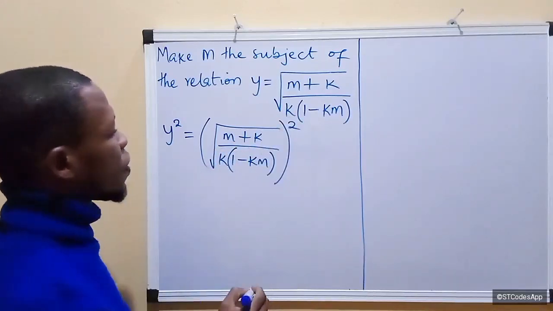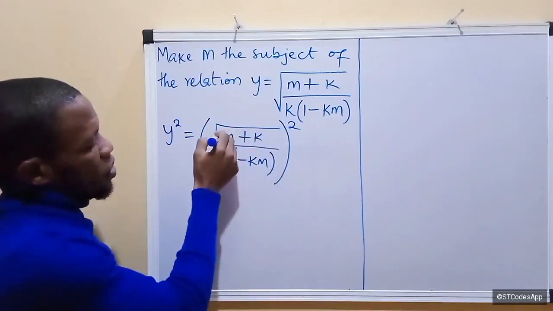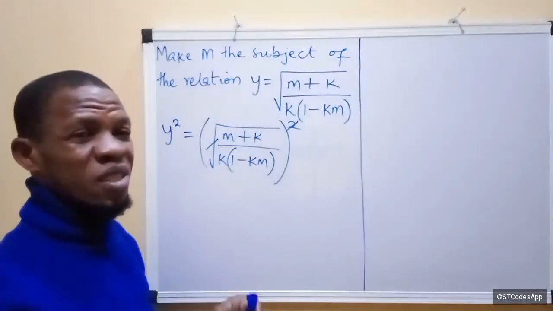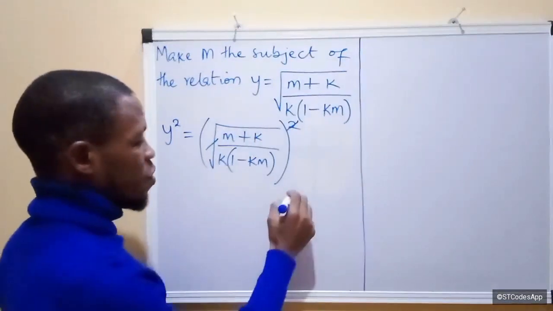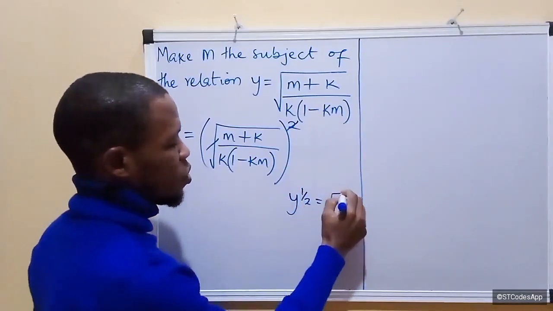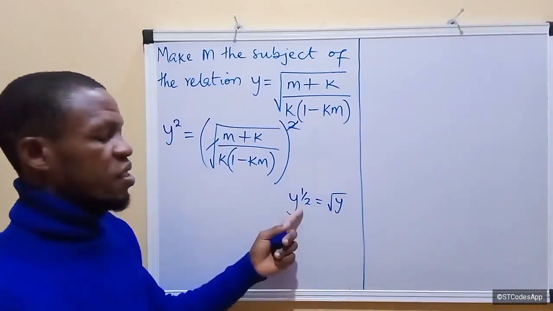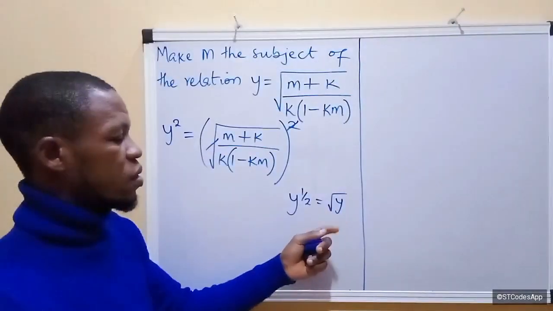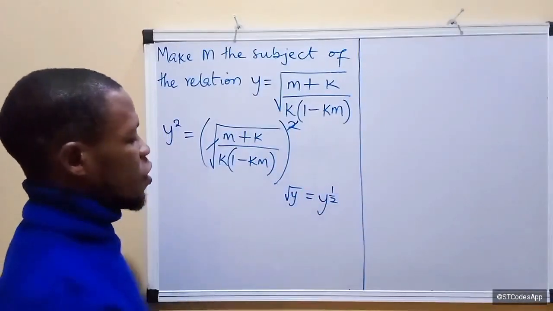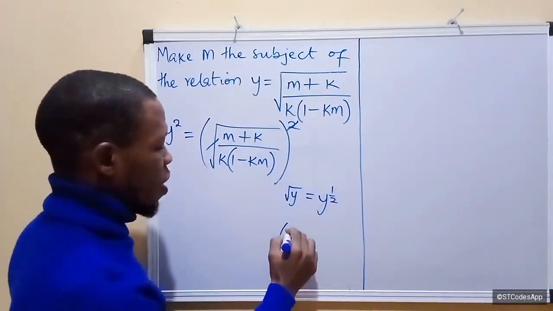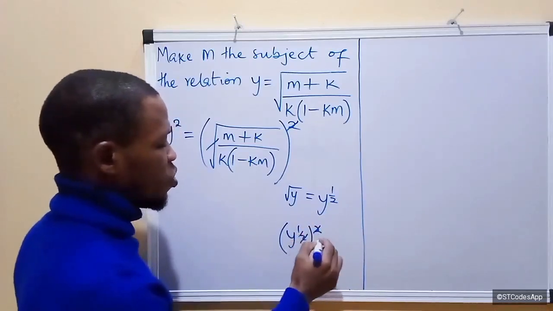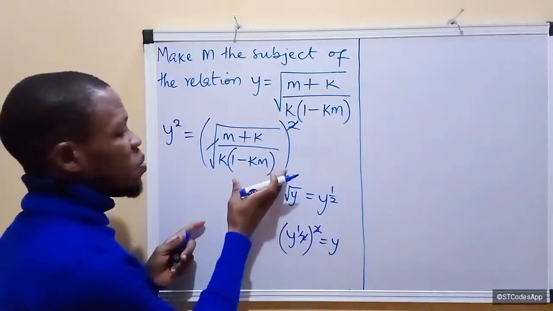all squared. Now by this, the square root will cancel this square, because square root simply means raised to power half. For instance, y raised to power half is the same thing as square root of y. Square root of y simply means y raised to power half. So if I do square of y raised to power half, these two cancel these two and I'm left with y. That's simply what we did here.